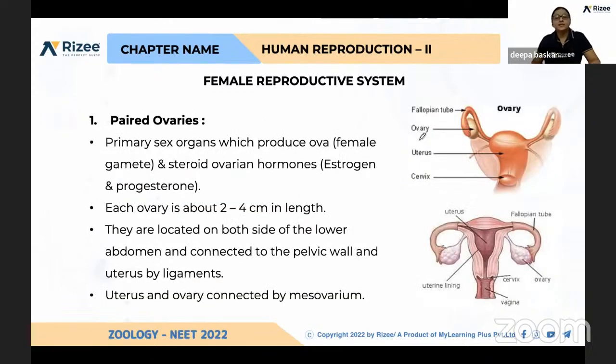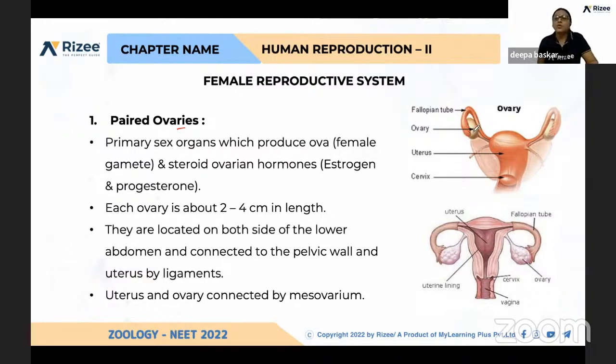Let us discuss one by one. First, let us see about ovaries. So where are these ovaries located? In the abdominal cavity. And they are attached to the abdominal cavity because they cannot hang and they should not move also. So these ovaries are attached to the abdominal cavity by ligaments.